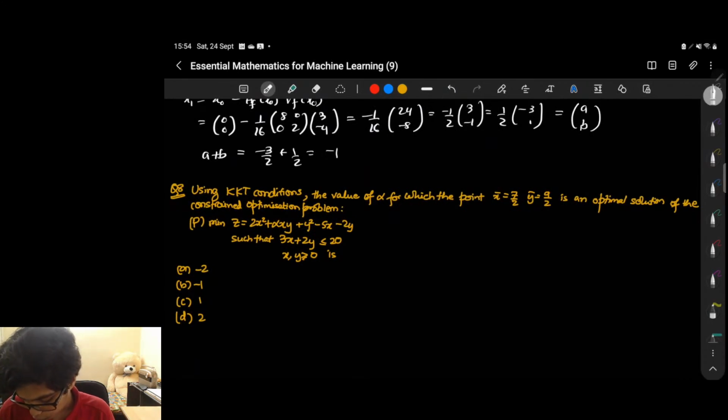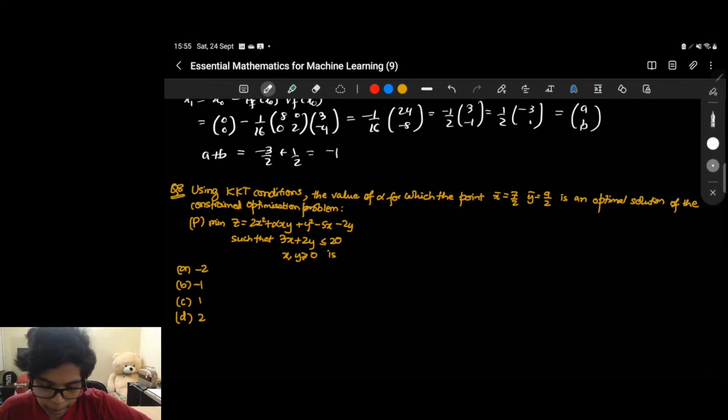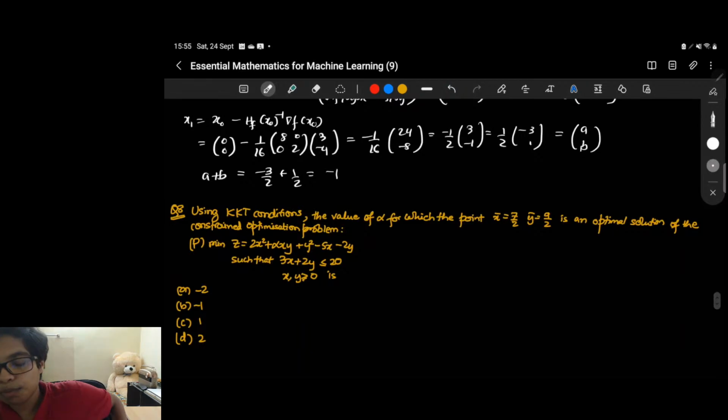Next question, another question on KKT conditions. Using KKT conditions, find the value of alpha for which the point 7/2, 9/2 is an optimal solution of the constrained optimization problem: minimizing 2x squared plus alpha xy plus y squared minus 5x minus 2y under the constraints 3x plus 2y is less than or equal to 20, and x and y are positive numbers. So we need to apply the KKT conditions and find the value of alpha for which this point is an optimal solution.